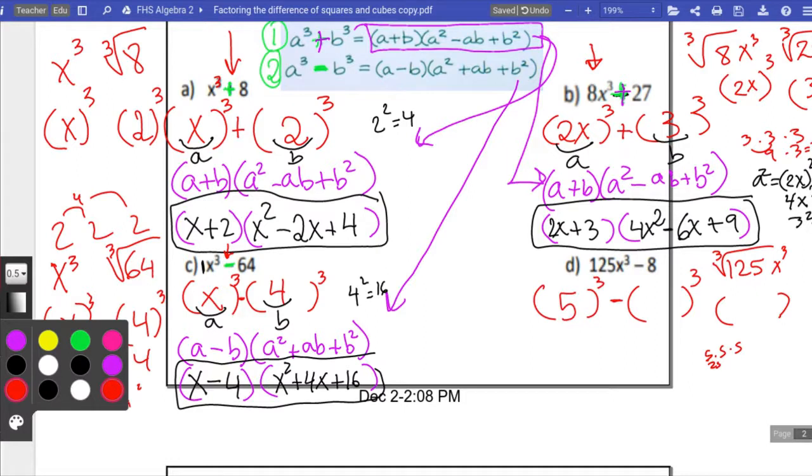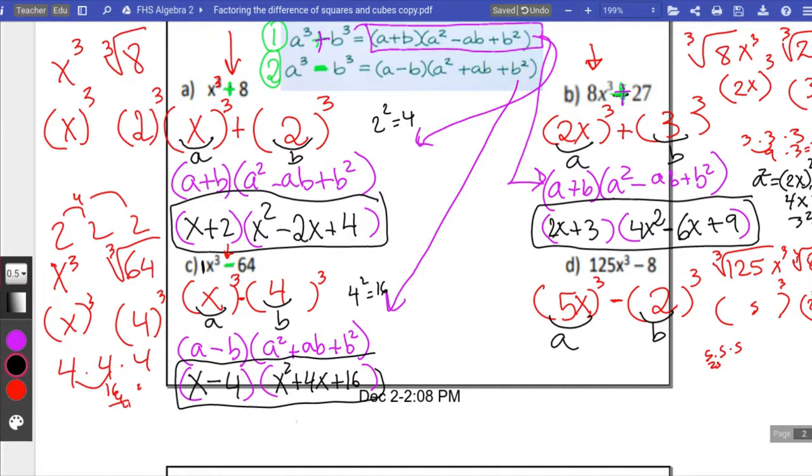Got it. Now we're going to do the 8. The 8, we're pretty good at that. We knew, so this is 5 cubed. The 8, we knew it was going to be 2 cubed. Let's put this in, don't forget your x right here. Let's label this: this is A, this is B. Let's continue. So what formula? This time it's minus. Because it's minus, I think I will have to use the second one.